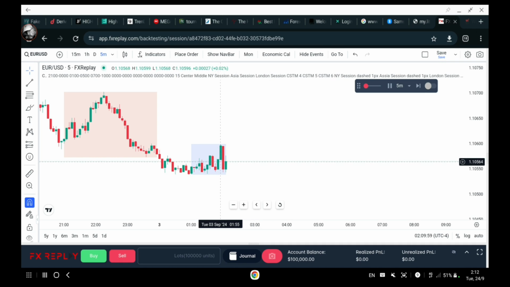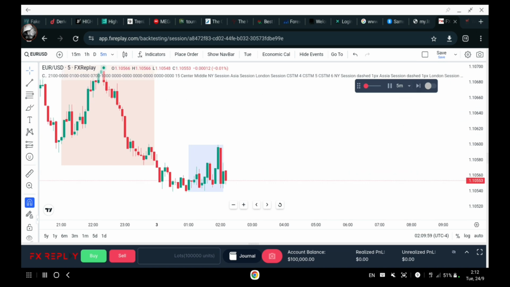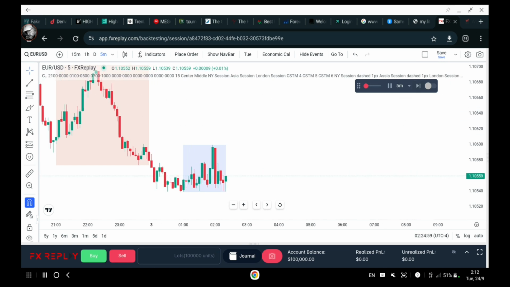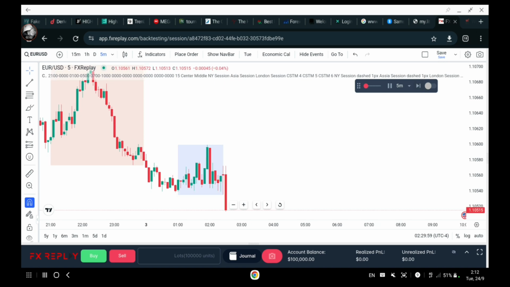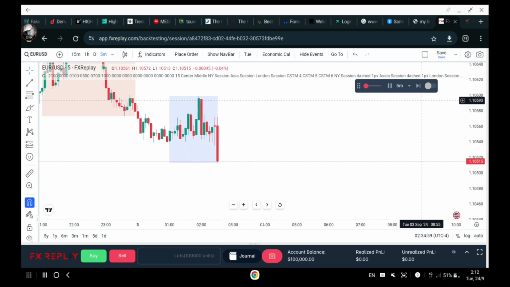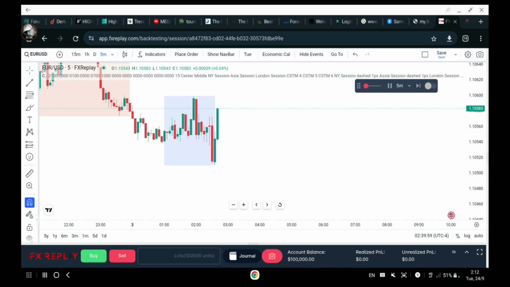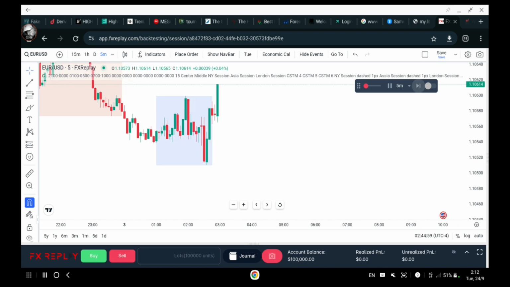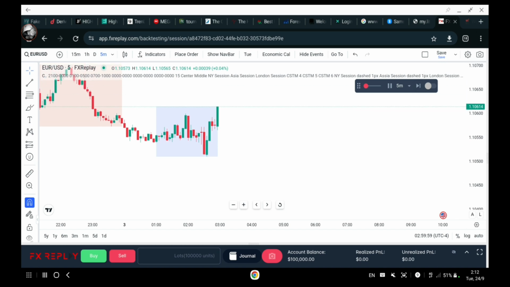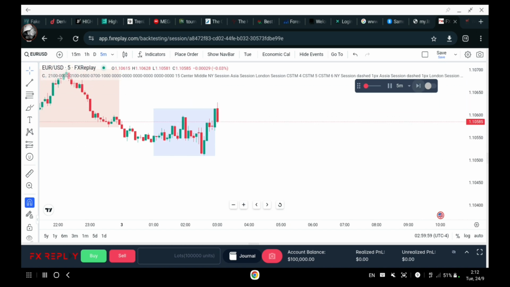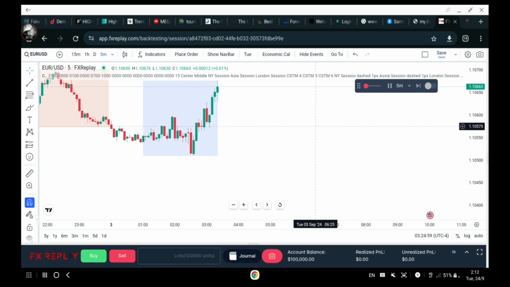This is a bullish FVG, not valid. We need a singular bearish IFVG. Okay, get some momentum there. And we didn't get the FVG right there, and price ended up pushing up, as you can see.